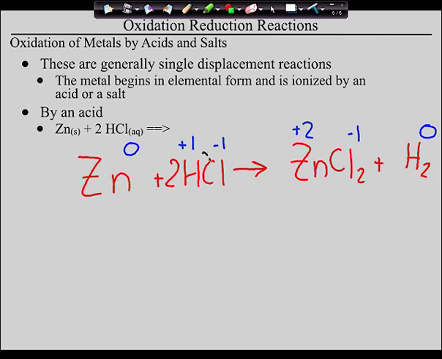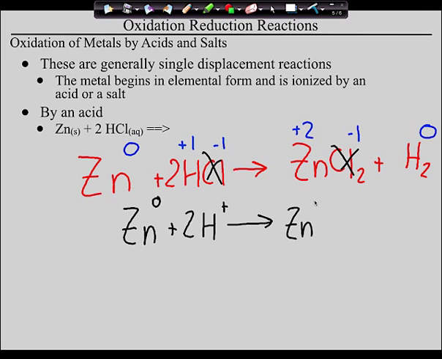So guys, let's bring this down. Let's kill our spectators. And so here's what we've got: Zn0 plus 2H+ yields Zn2+ plus H2 0. That is our net ionic equation. You okay? All right. Now, guys, we're not quite done. We're going to do something new and nifty.